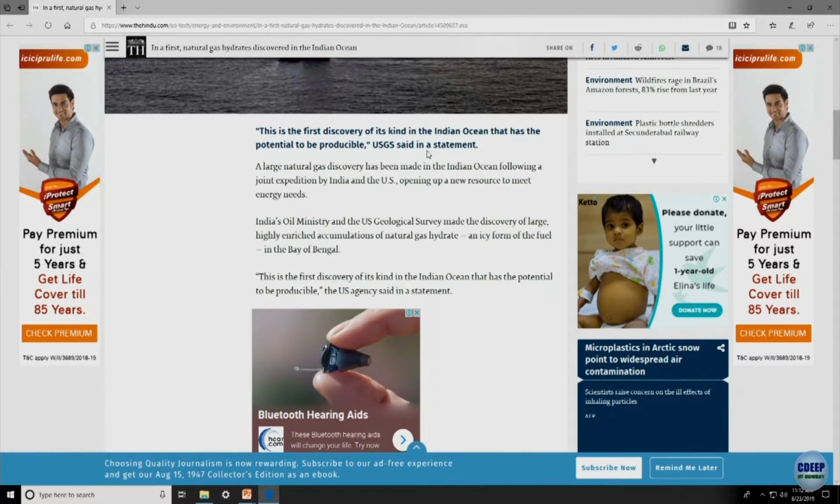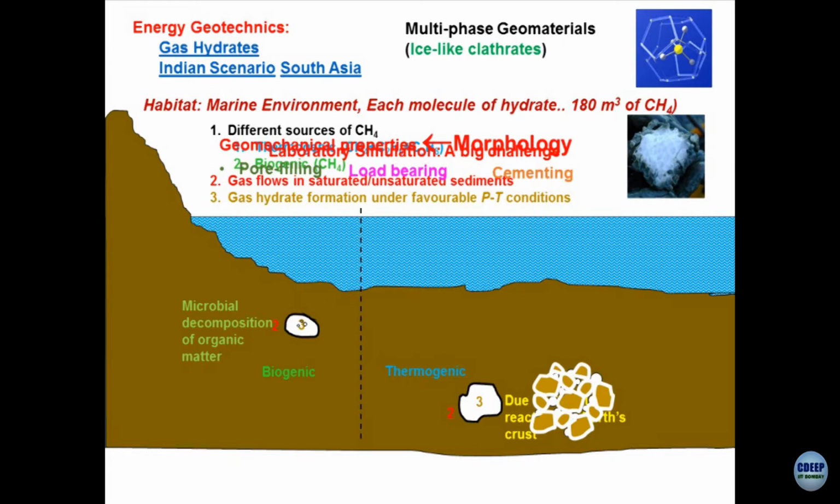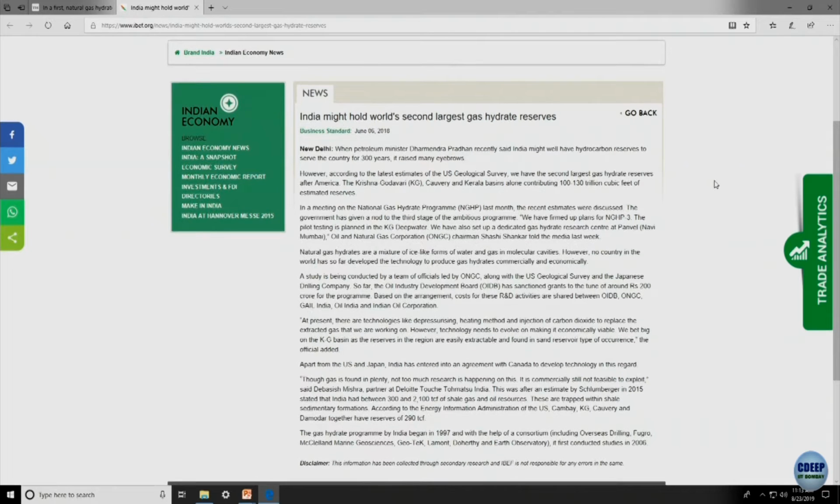Most of the time these hydrates are available in the offshore regions or in the water bodies, and I will discuss in detail these type of structures in today's lecture, and what these structures have to do with geomechanics. Now, as far as the Indian scenario is concerned, if you go through the current affairs, this is what is happening. India might hold the world's second largest gas hydrate reservoirs, and this is very good news. The regions which have been identified are the KG basin, Andaman area and northeast. So, KG basin is a very rich area in which the hydrates are deposited.